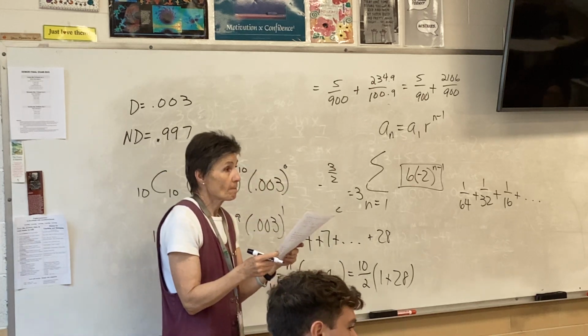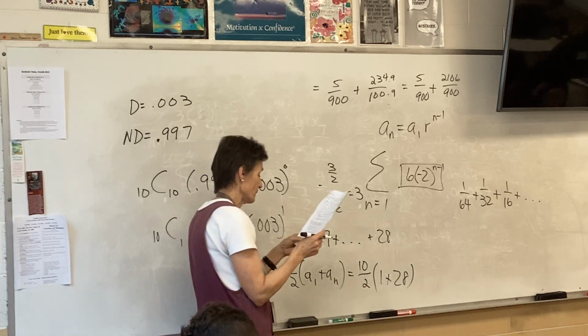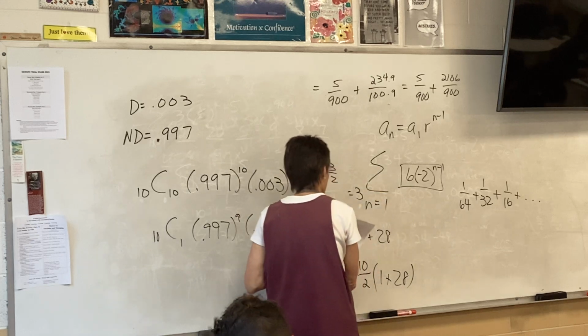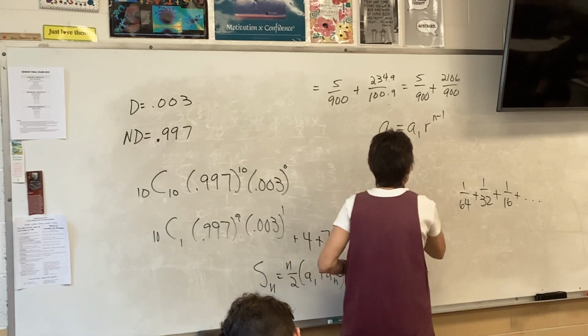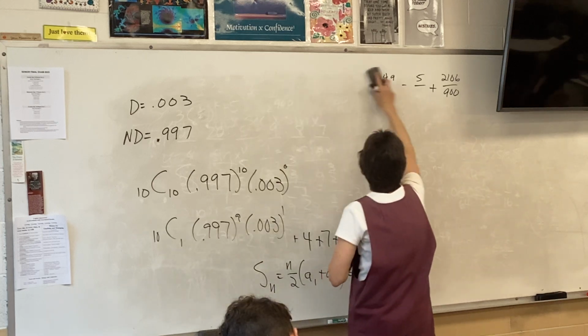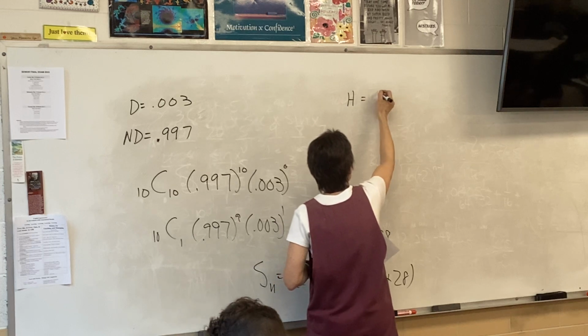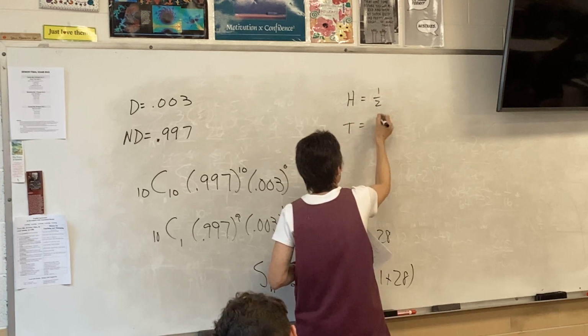All right, Josh? 10 on the review. A fair coin is tossed 5 times. Find the probability of obtaining 2 heads and 3 tails. So this is kind of the same thing. When I toss a coin, the probability of a head is 1/2, and the probability of a tail is 1/2.